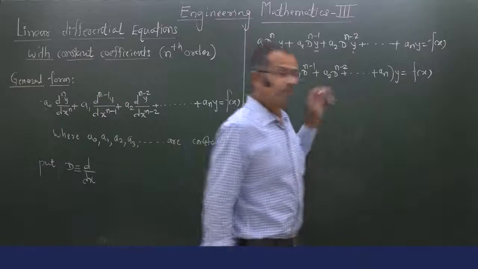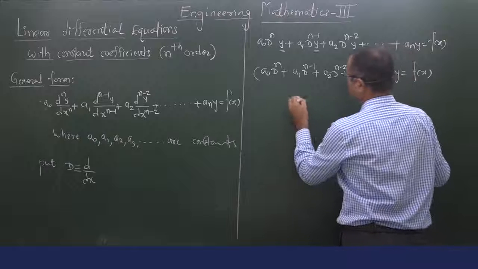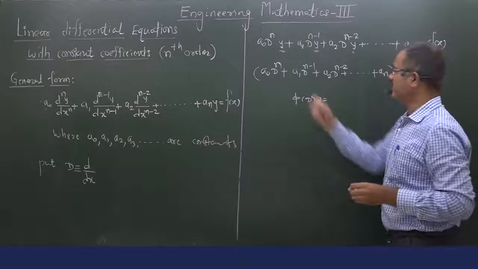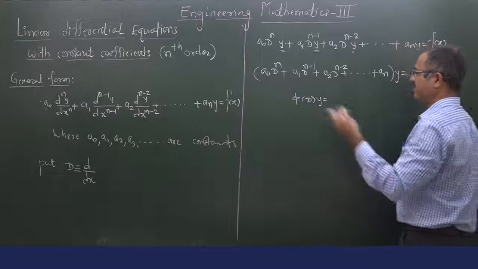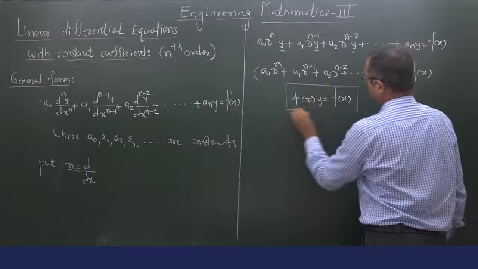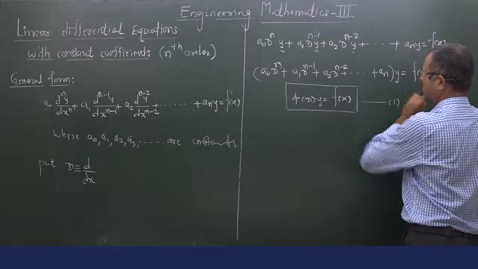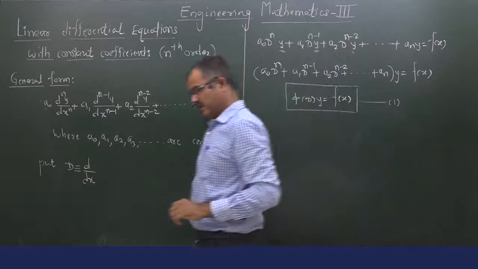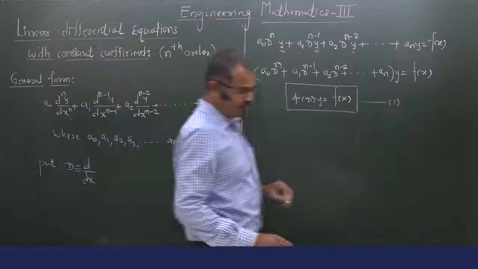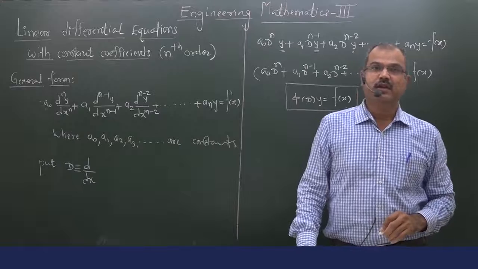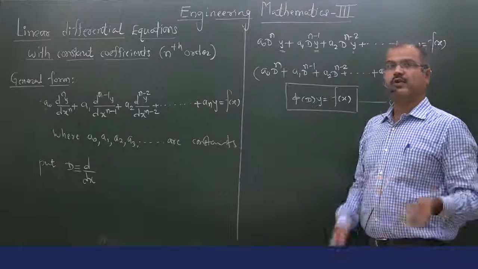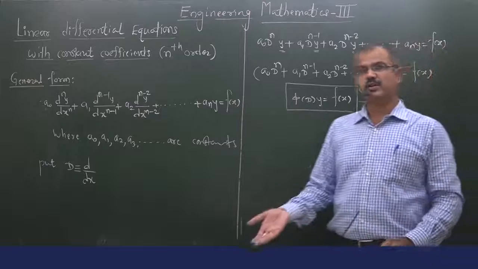Now suppose this is equal to function of D. This is a polynomial in D, which is suppose phi of D or f of D. So phi of D y is equal to f of x. This is a differential equation. Now, how to find solution of nth order linear differential equation with constant coefficient, as well as if you want to calculate solution of second order differential equation, third order differential equation.